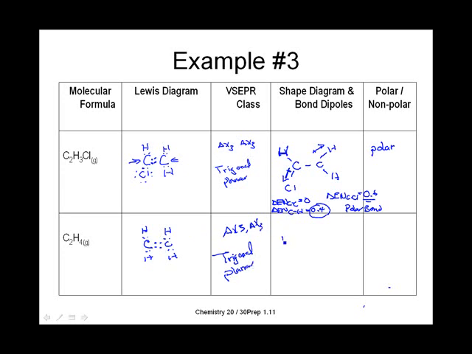The difference is this molecule is going to be nonpolar. The bonds are slightly polar, but because they cancel out, this polarity would cancel with this polarity, and this polarity would cancel with this polarity. So because all of our polarities are pulling against each other, we definitely end up with a nonpolar molecule.